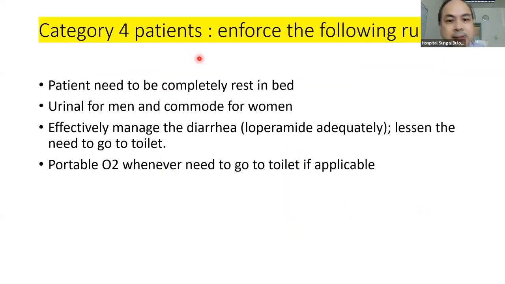So once patients are in category 4, what we have learned is that they need complete rest in bed. That means no walking to the toilet. We give them urinals. If the patient has diarrhea, we try to lessen the diarrhea so that they don't have to walk to the toilet more often. If they have to go to the toilet, they need portable oxygen, because we found that patients, when they are exerted, actually do badly.